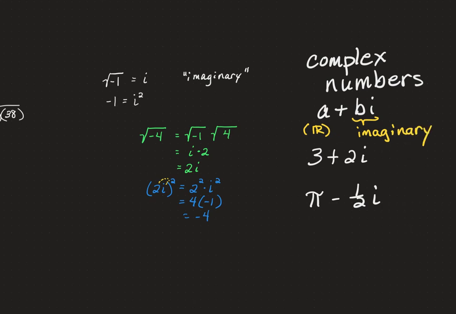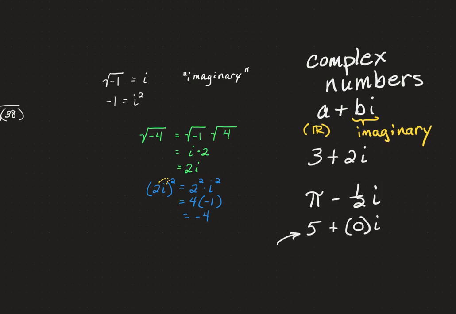Now, I said real numbers were part of complex numbers. How is that possible? Well, let's see. 5 is a real number, but how can it be complex? There's no i there. Well, actually there is. There is a 0 times i, which gives you 0, and so all you have left is the real part.